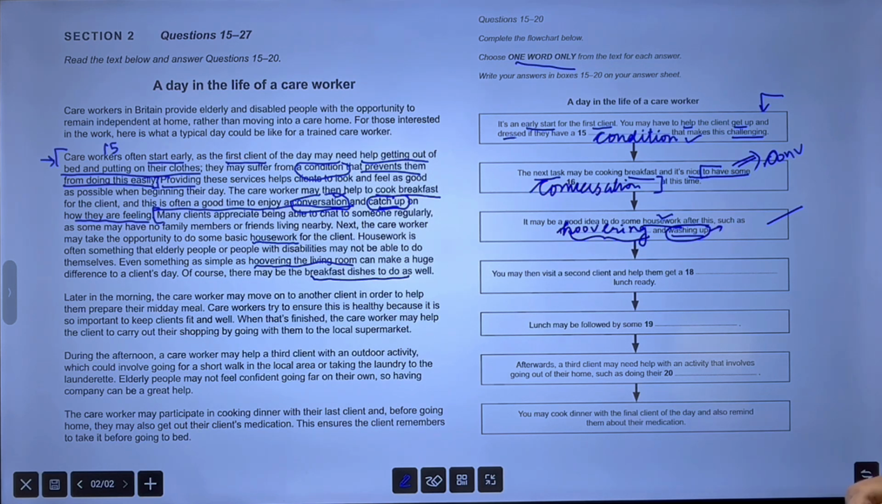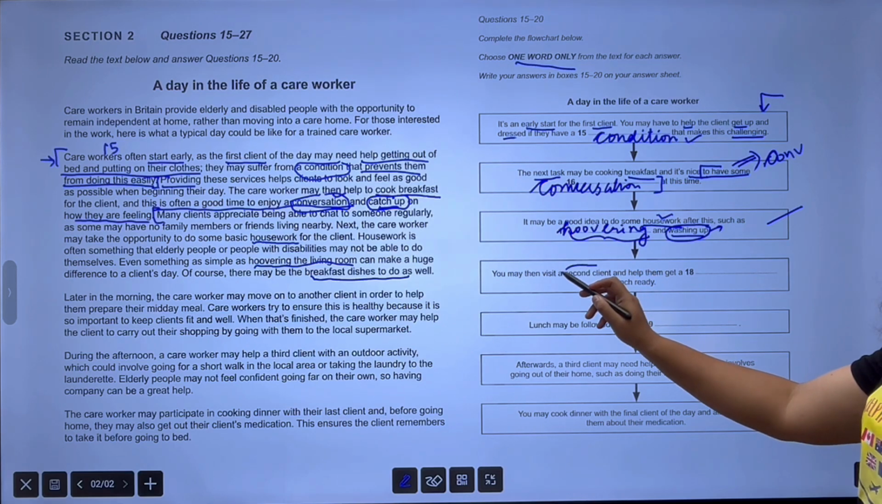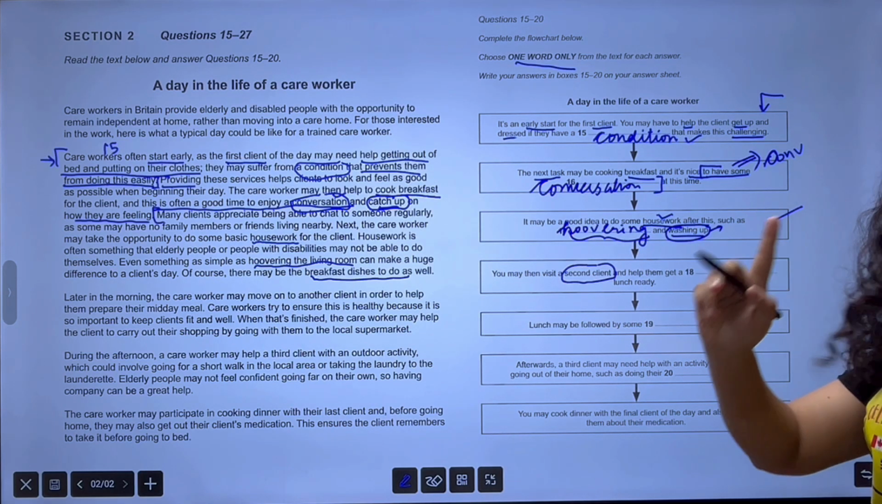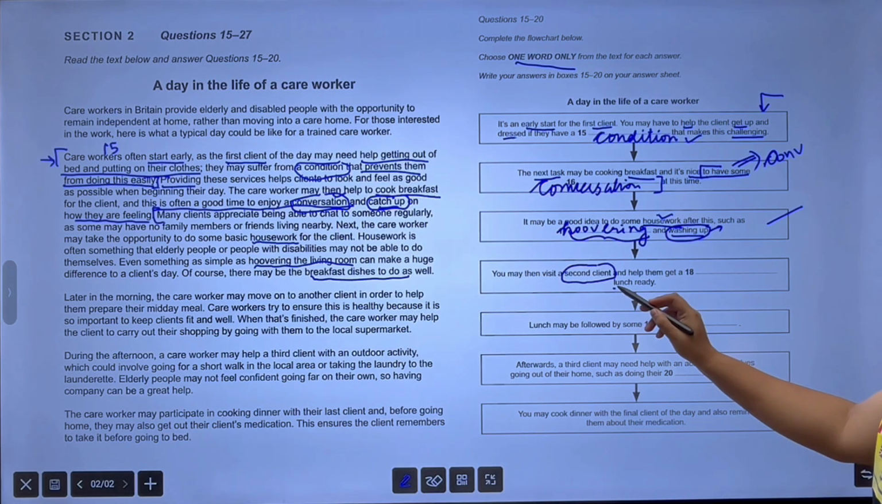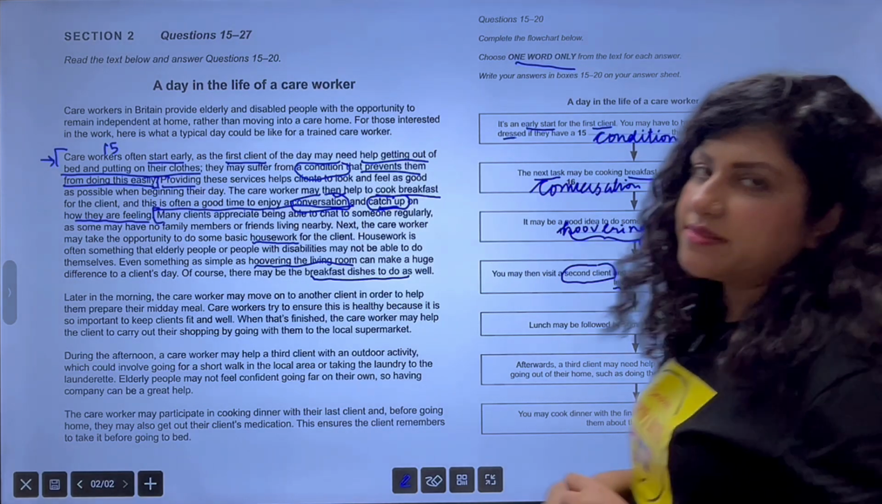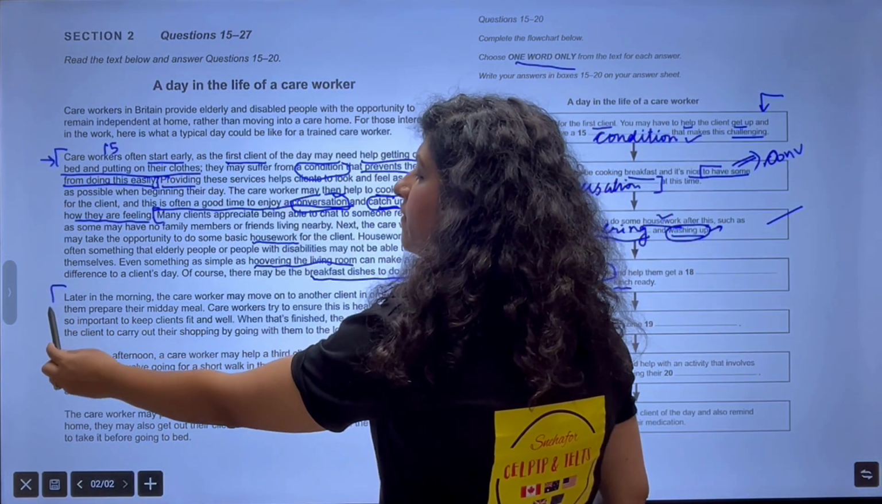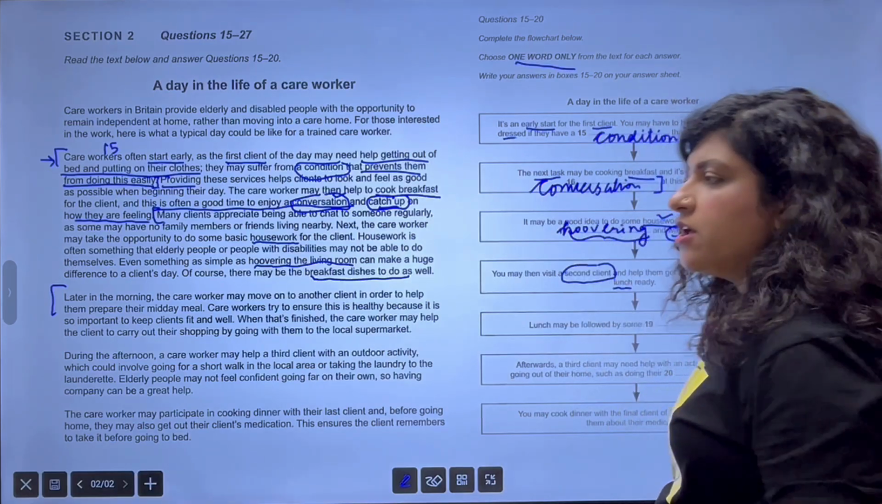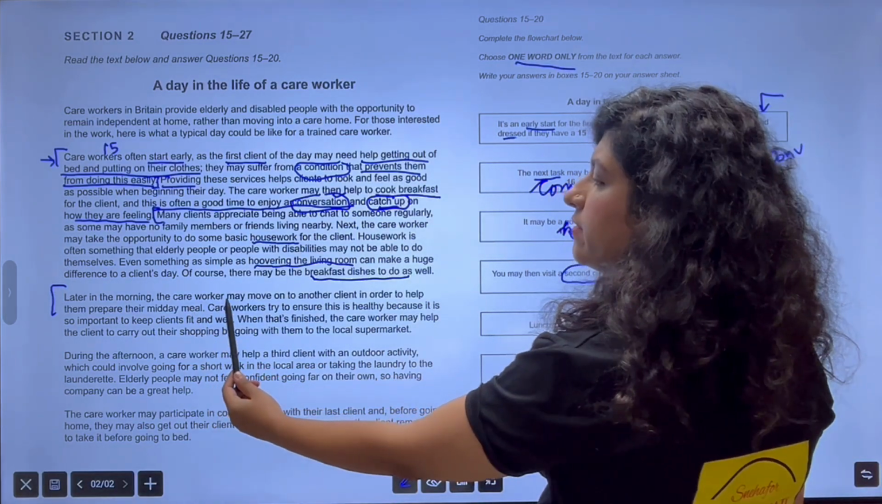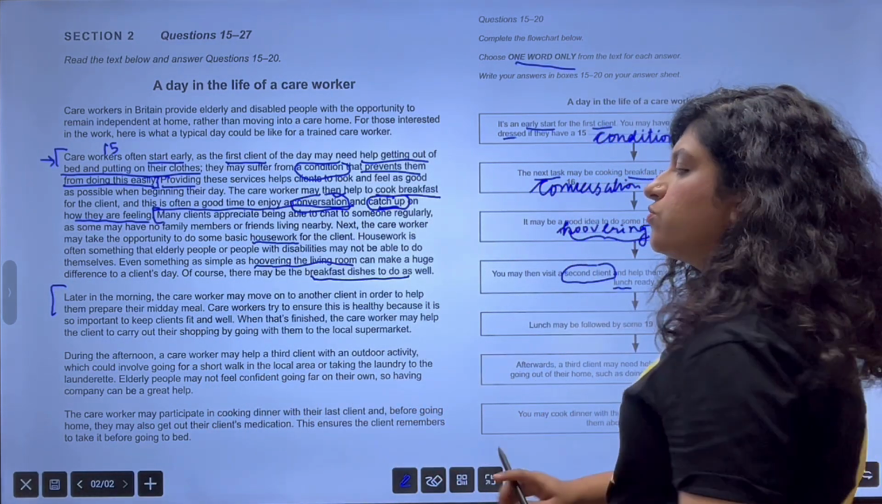It says, you may then visit a second client and help them get a lunch ready. So now we are talking about second client. This is our keyword, and then lunch is another keyword. So now we start searching from here for the next question. So it says later in the morning, the care worker may move on to another client.